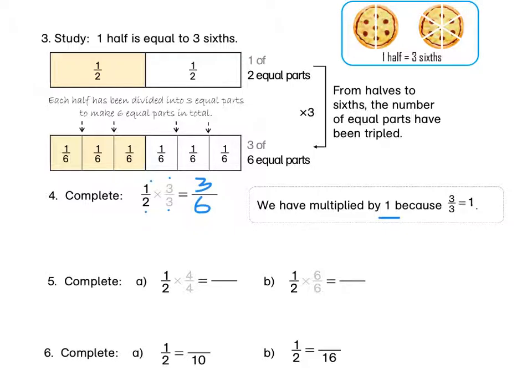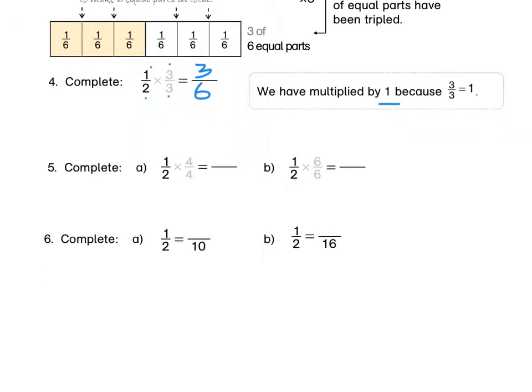Let's use what we have learnt and complete number 5. So for number 5a, we have 1/2, and if we times the top and the bottom by 4, we get 4/8. So 1/2 is equal to 4/8. For b, we times by 6, and 2 times 6 is 12. So 1/2 is equal to 6/12.